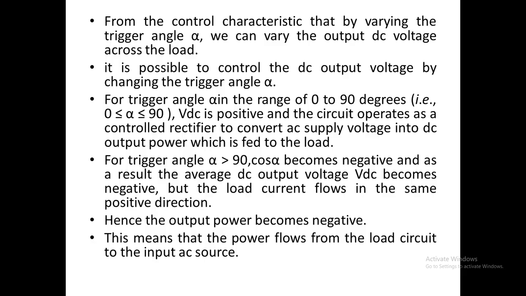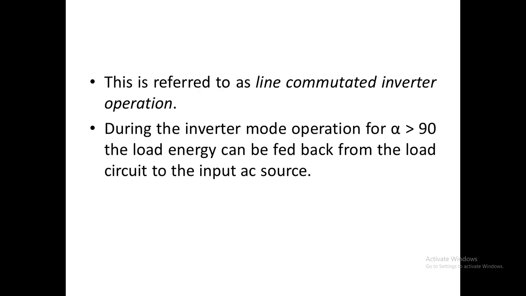For triggering angle alpha greater than 90 degrees, cos alpha becomes negative, and as a result the average DC output voltage VDC becomes negative, but the load current flows in the same positive direction, hence the output power becomes negative. This means that power flows from the load circuit to the source side. So this is referred to as the line commutated inverter operation. During the inverter mode of operation, alpha greater than 90 degrees, the load energy can be fed back from the load circuit to the input AC source.